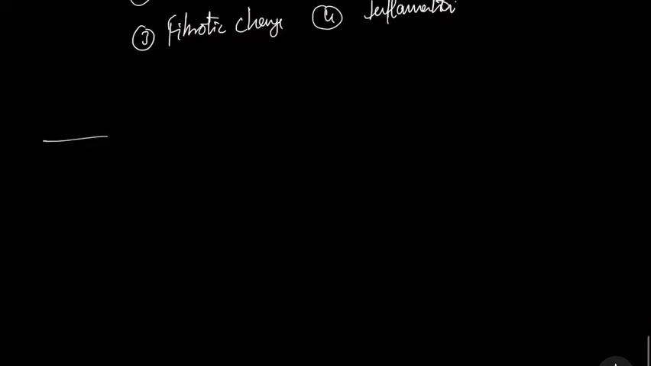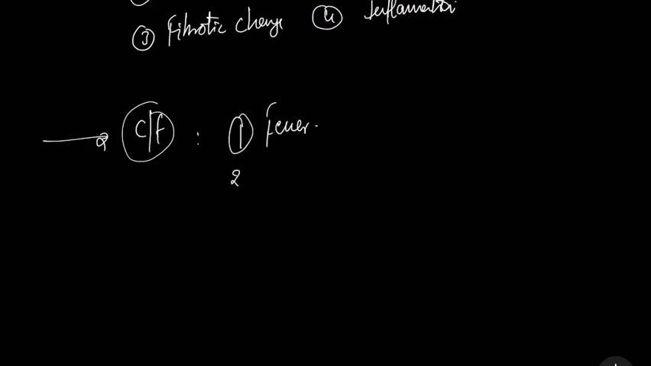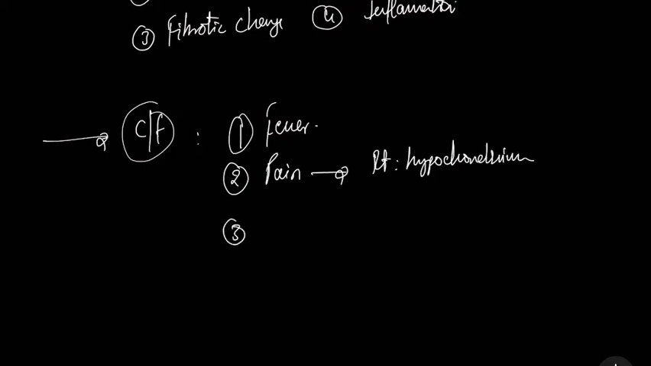A few other points we have to know are the clinical features. The first clinical feature is the individual presents with fever. All right. Second, there is pain. All right. Now, this pain is in the right hypochondrium. All right. Thirdly, there is tenderness and hepatomegaly.